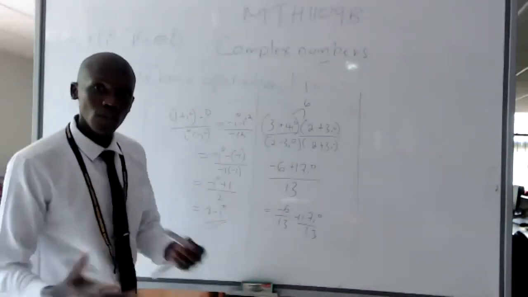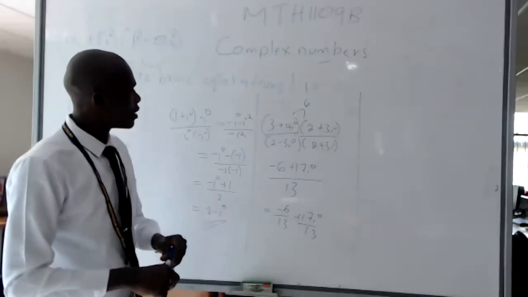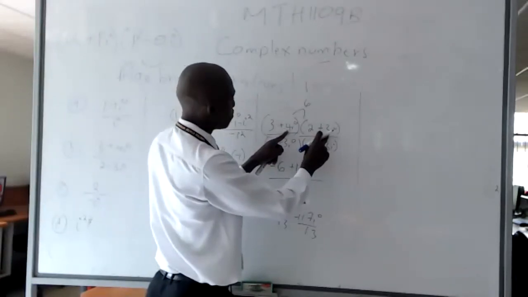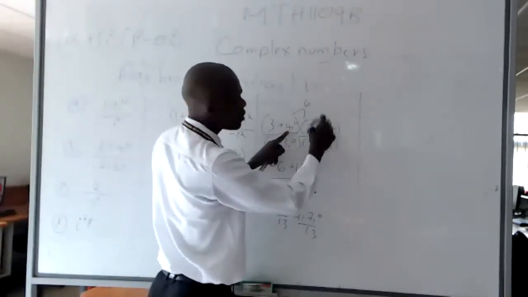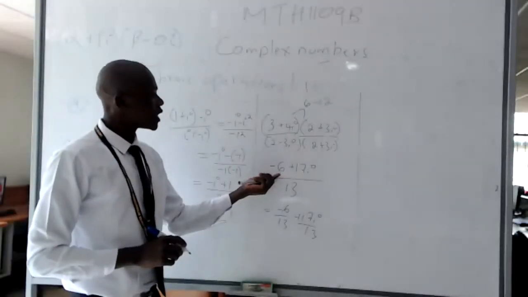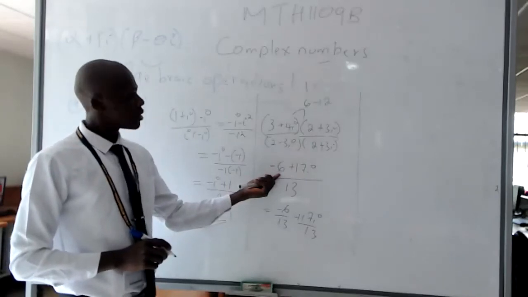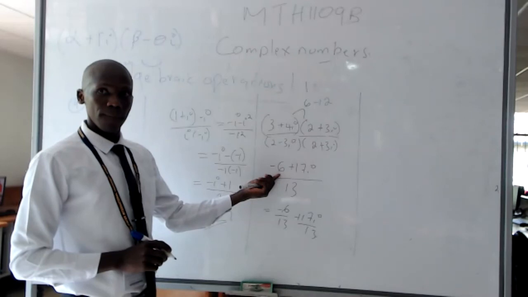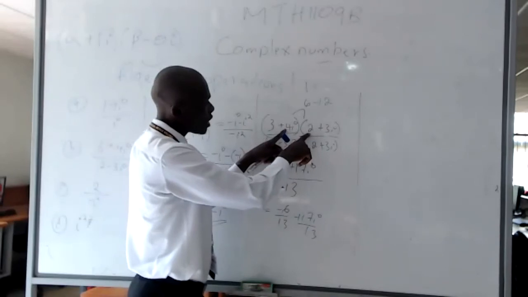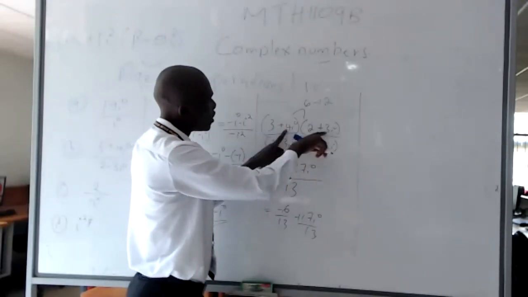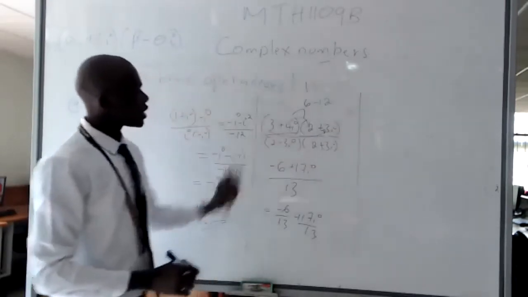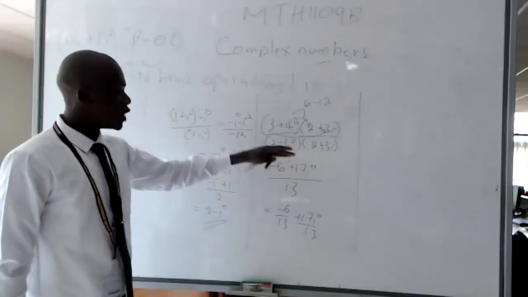Talk to me, guys. Then 4 times 3 is 12. But there's an i times an i, so that's a negative, so this is negative 12. So 6 minus 12, that is what gave me negative 6 as the real part. And then the imaginary part, I take 4 times 2, that's 8i, and then 3 times 3. So 8 plus 9 is 17. I'm done with the numerator.